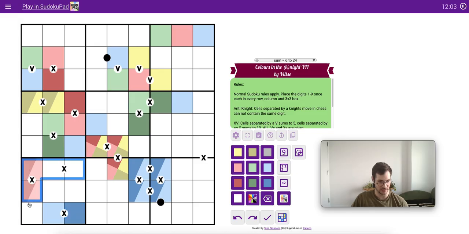Where can light green now go in this box? None of these because of these light greens. Not this one because of that light green and knight's move, and therefore in there. Where can dark green go now? Can't go in any of these because it would need its light green friend. That's not available. Can't go in there, and therefore it must be here.